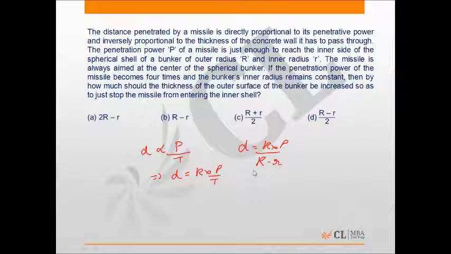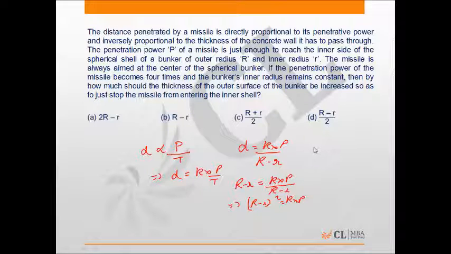Also, it is stated that the penetration power of the missile is just enough to reach the inner side of the spherical shell. Thus, the distance that would be traveled would be nothing but the thickness in this case. Therefore, D is nothing but capital R minus small r. Hence, I can say capital R minus small r is equal to K into P by capital R minus small r, which implies capital R minus small r whole squared is equal to K into P.